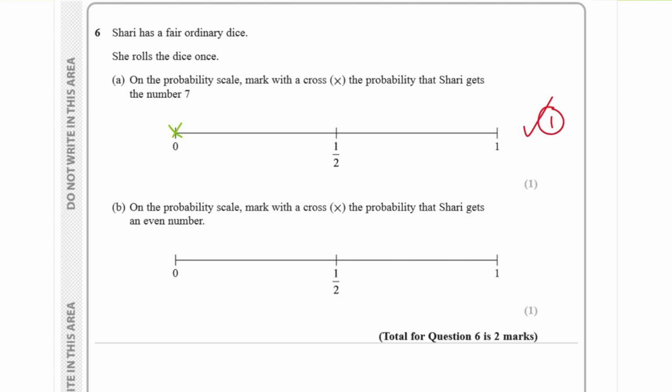Part B. On the probability scale, mark with a cross the probability that Shari gets an even number. So on the dice, we have a chance of getting either 1, 2, 3, 4, 5, or 6, and the even numbers are 2, 4, and 6, and there are 3 out of the total numbers, 3 out of 6, which is a half, and therefore we will mark the cross on a half, and this is also worth 1 mark.